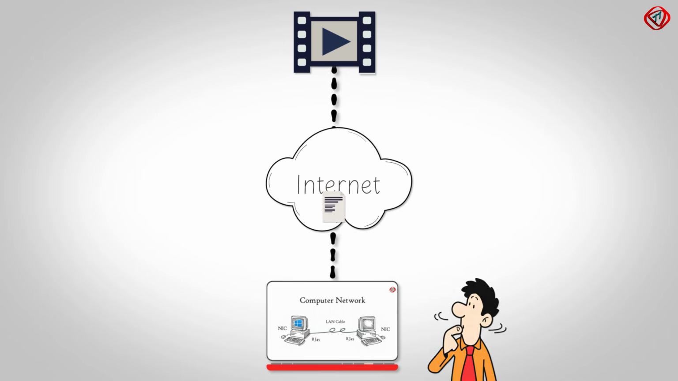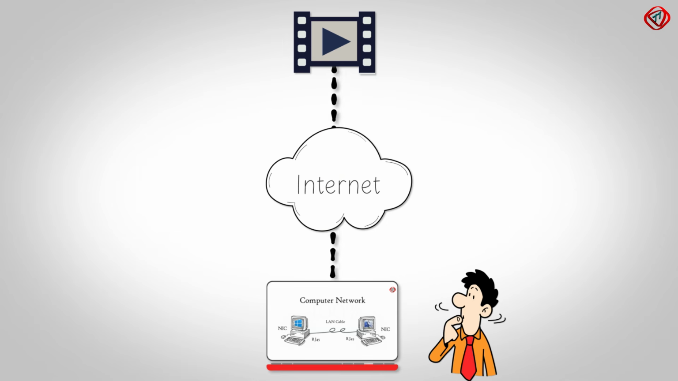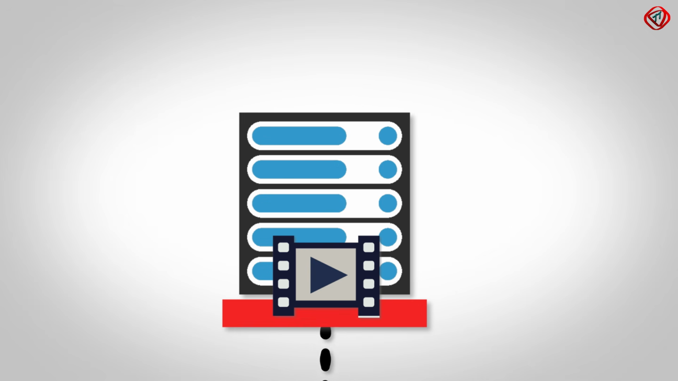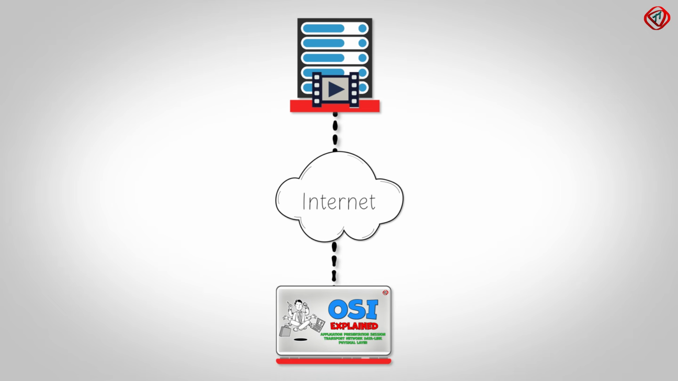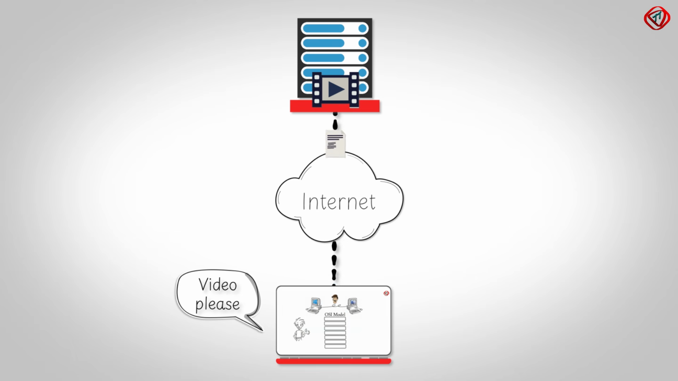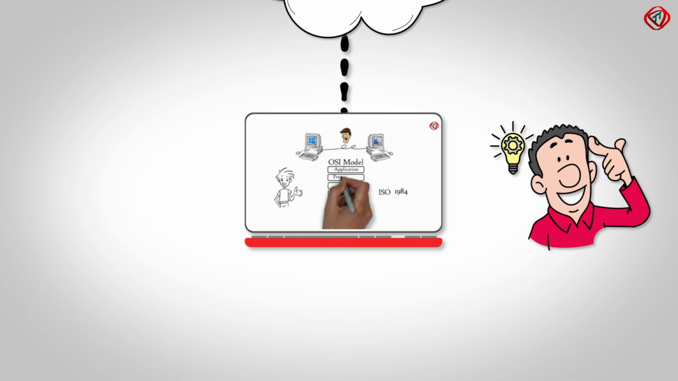Now, where do these videos come from? Videos are stored on powerful servers owned by companies like YouTube and Netflix. When you click on a video, your device sends a request saying, "Please send me this video." The server then starts sending video data through the internet to your phone or laptop.